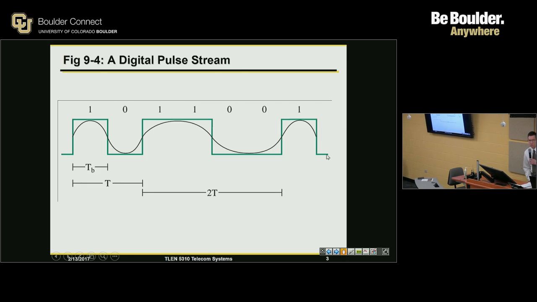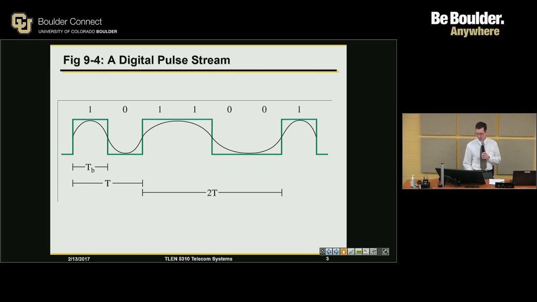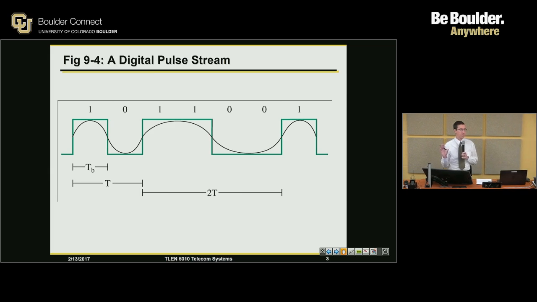So when we go into the digital domain, we're going to start transmitting ones and zeros, and an easy way to represent that is going to be with a square wave. One of the things that I want you to notice here is that depending on the different bit sequences I transmit, I will get different bandwidths associated with that.